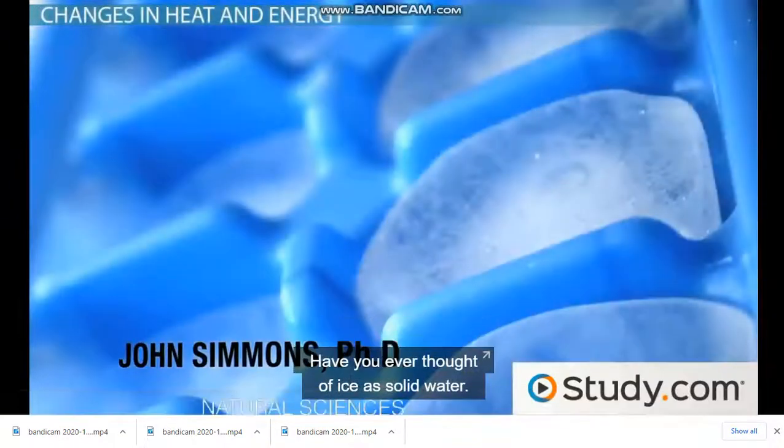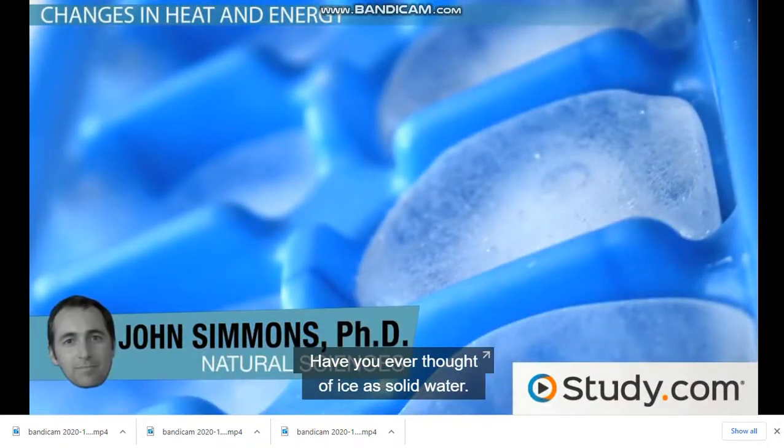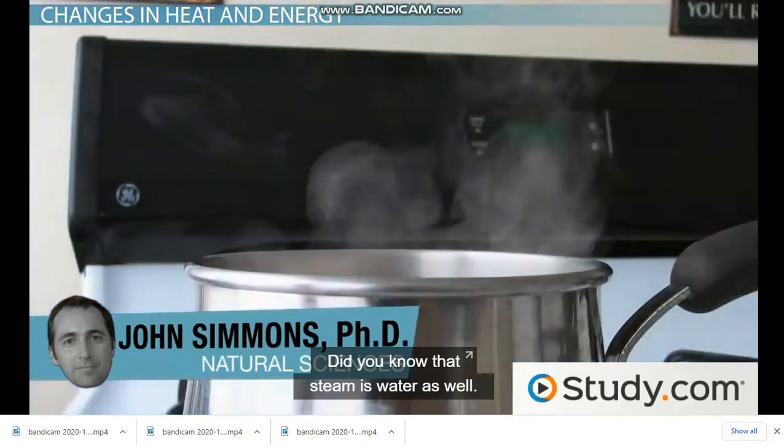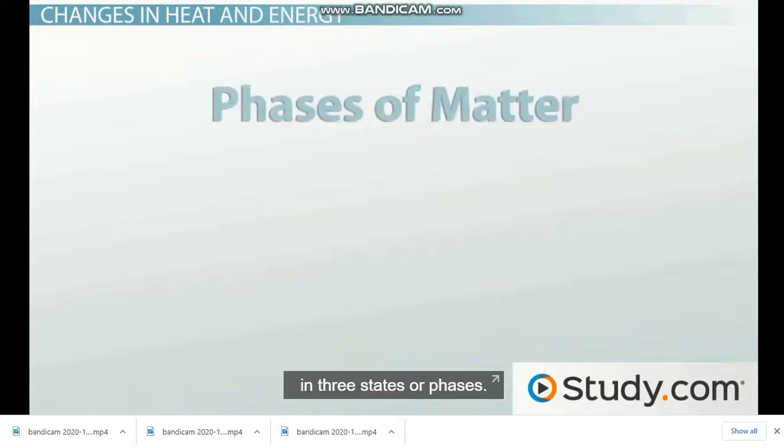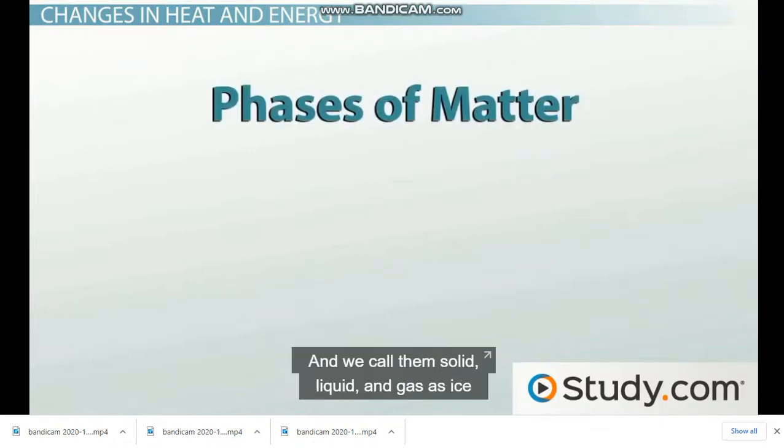Have you ever thought of ice as solid water? Did you know that steam is water as well? Water, as well as other matter, can exist in three states or phases. We call them solid, liquid, and gas.